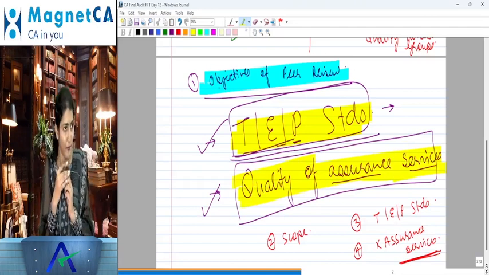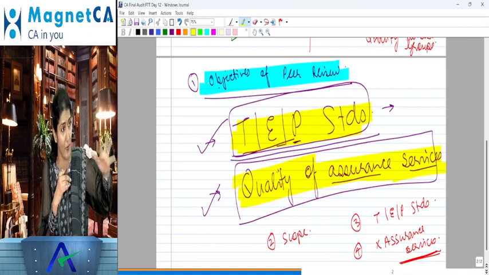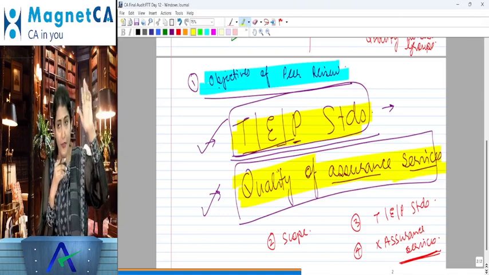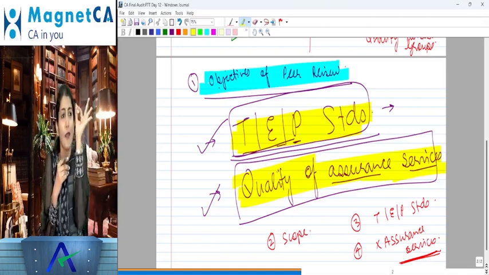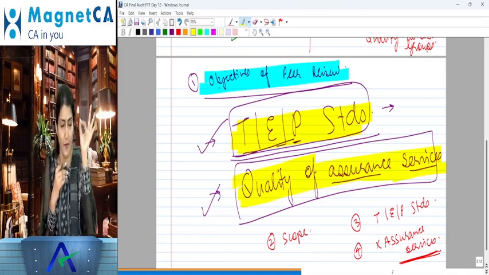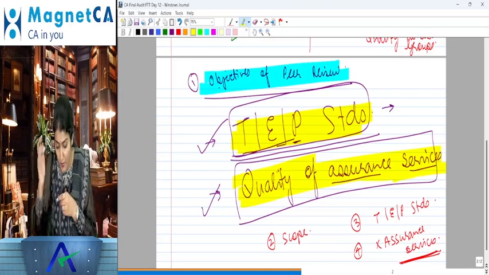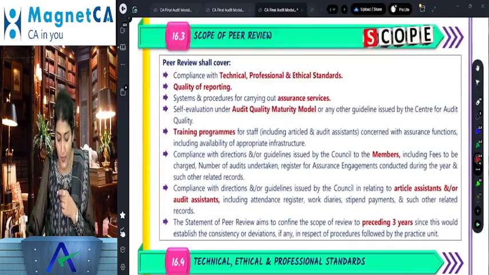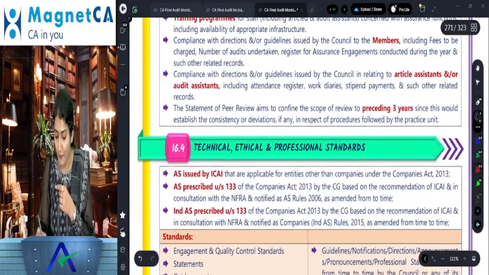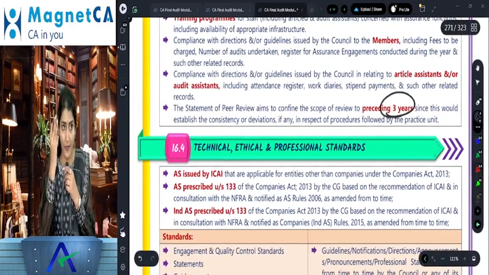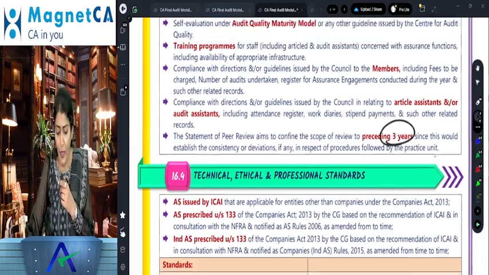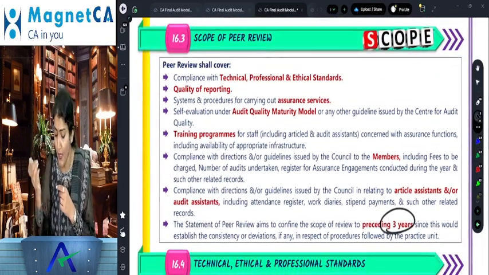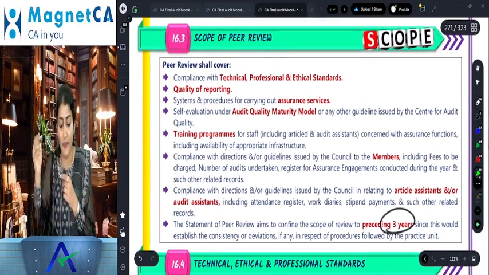To check the compliance, whether the members of the institute are complying with the technical, ethical, professional standards, and second, whether there is quality of the assurance services. Okay, now when the reviewer is going to come to your CA firm, to your practice unit for doing the review, how many past years' files can he pick up? Preceding 3 years' files can be picked up for the peer review. And then what does it say? What will be covered in the peer review? One, again the same as what we had studied in the objectives.